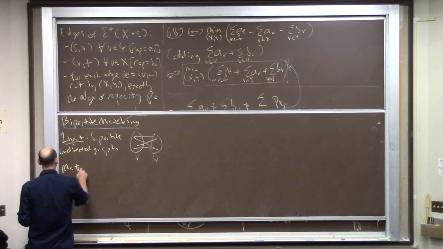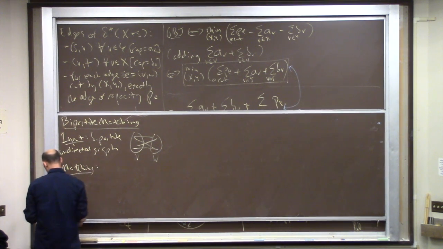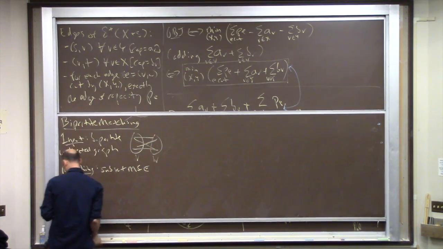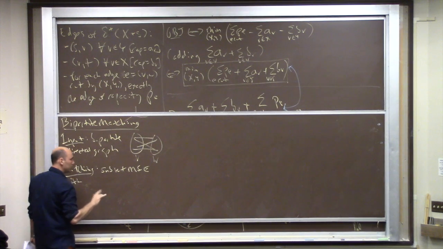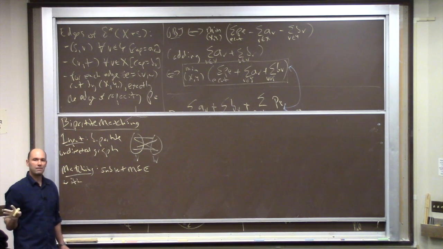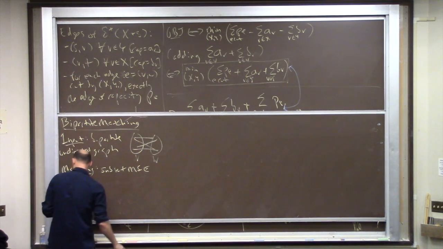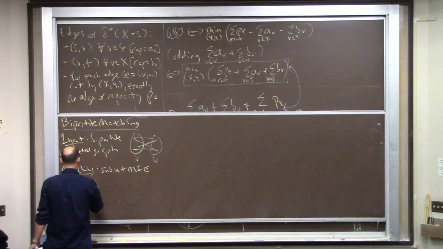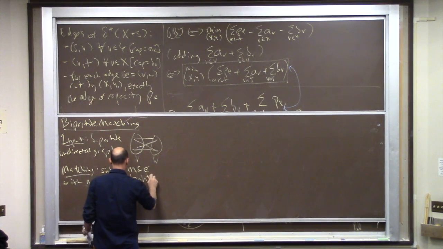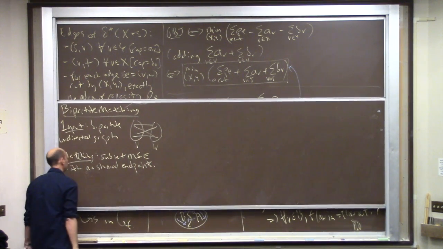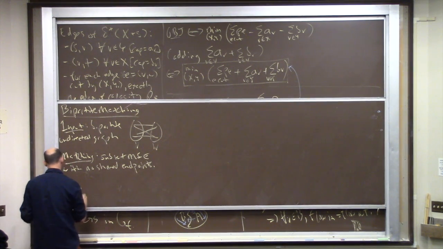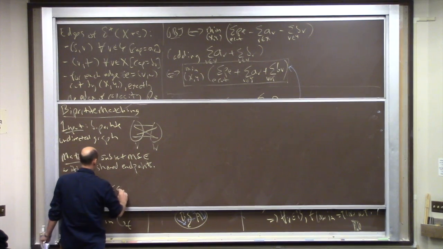What's a matching? A matching is a subset of the edges of a graph so that no two edges in the subset share an endpoint. In other words, the edges in a matching have to be disjoint. And then the goal in the bipartite matching problem is to compute a matching of the largest possible size.